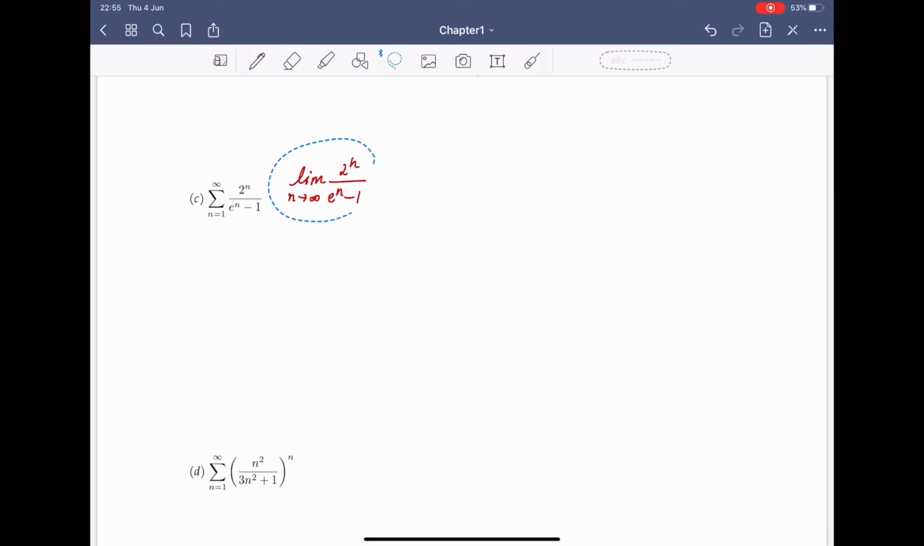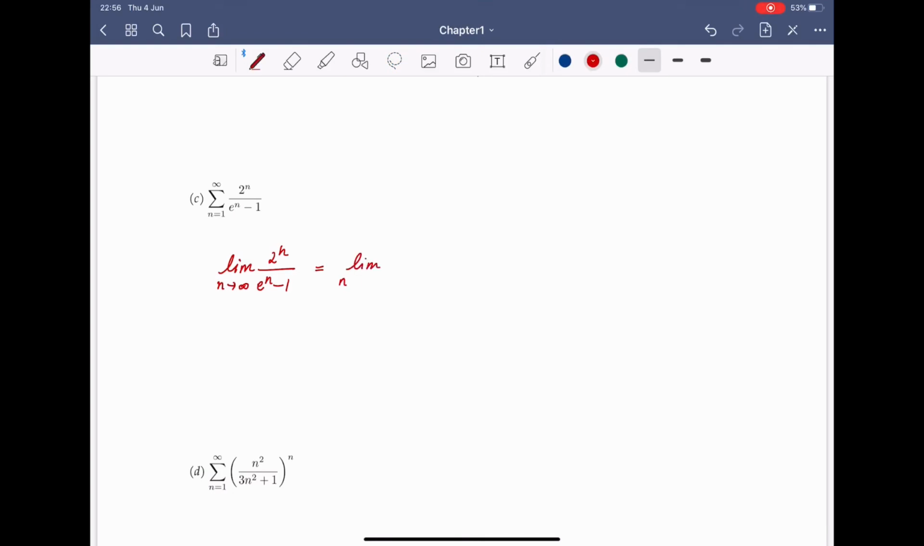Let's compute this limit first. If the limit is not equal to 0, then we can just use the divergent test. So what I'm going to do is divide everything by e to the n, because this is the biggest term in the bottom too. After that, I have the limit of 2 over e to the n, and then 1 minus 1 over e to the n.